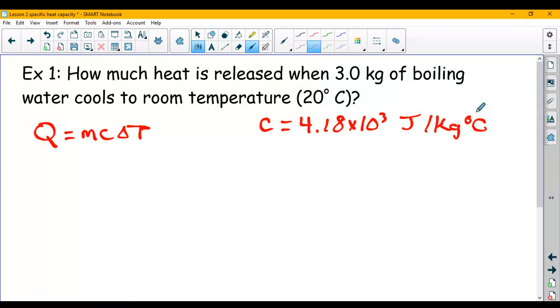Don't get too excited about the weird units. They're just based on making sure that if you solve for Q, you get joules. If you solve for mass, you get kilograms. And if you solve for temperature, you get degrees Celsius. Then I need to think about my change in temperature.